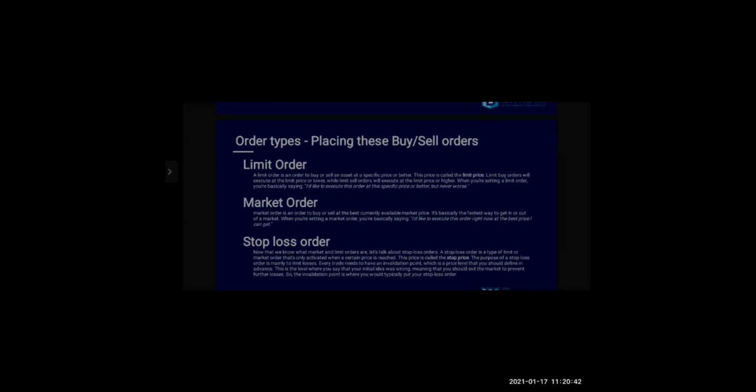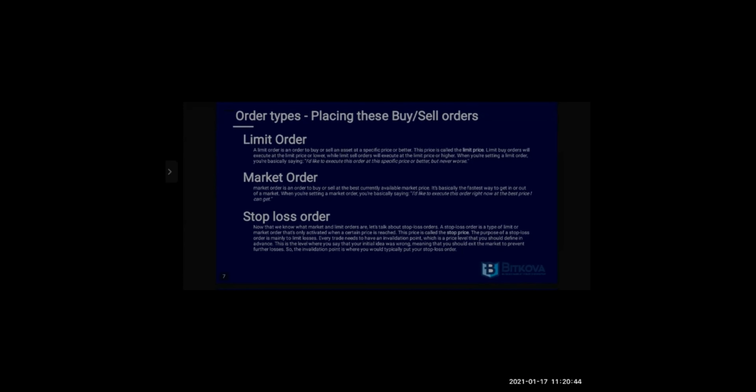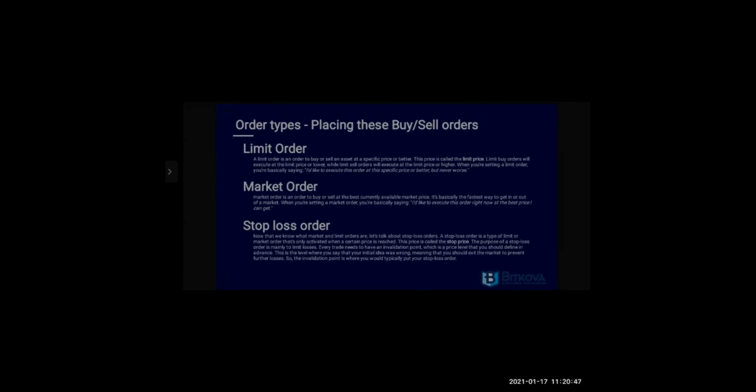So in crypto also, while placing your buy or sell order, we have different types of orders. The first one is the limit order. The limit order allows you to buy or to sell a crypto asset at a specific price, at your own price. It gives you the ability to sell that asset at your own price. Once the market hits that particular price, your asset or your coin will be sold.